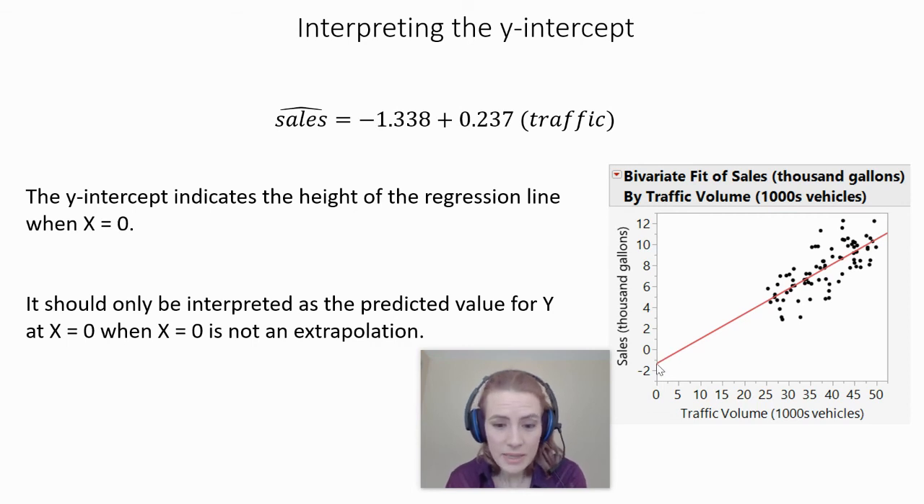Now, it would be tempting to interpret this as the predicted sales when x equals 0, but we shouldn't do that because it is an extrapolation. And also, it wouldn't make sense that they'd have a negative amount of sales. All right, so if x equals 0 is an extrapolation, then we'll just simply say that this value, negative 1.338, would be the height of the regression line when x equals 0.